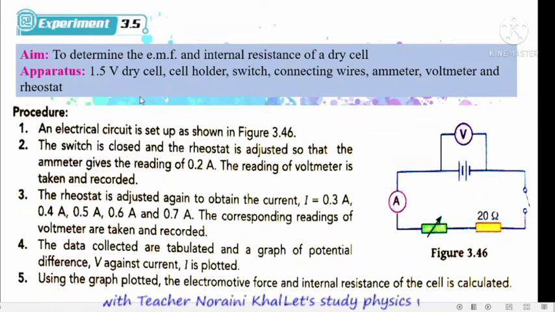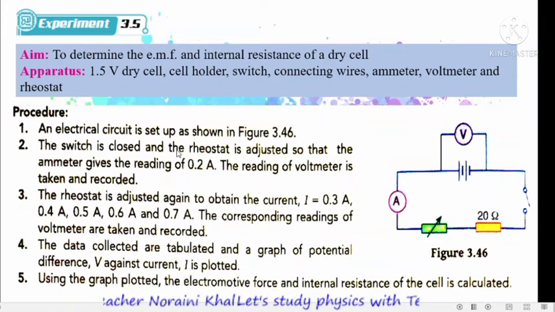Okay, let's look at experiment 3.5 to determine the EMF and internal resistance of a dry cell. Apparatus required: 1.5 volt dry cell, cell holder, switch, connecting wires, ammeter, voltmeter, and rheostat. Arrangement: rheostat, this is the external resistor, 20 ohm, switch, ammeter, 2 dry cells, and voltmeter connected across the battery.